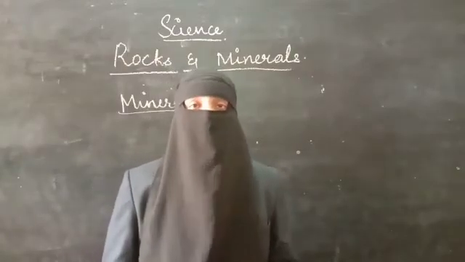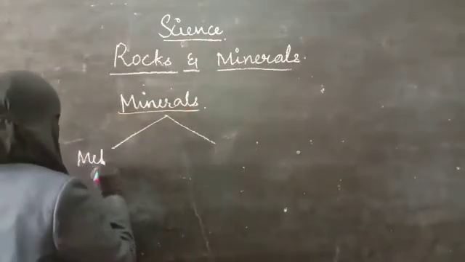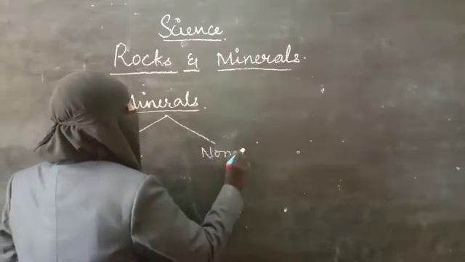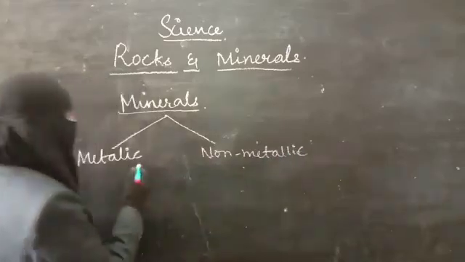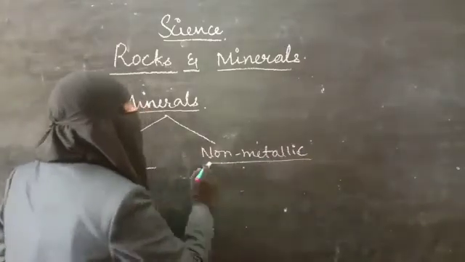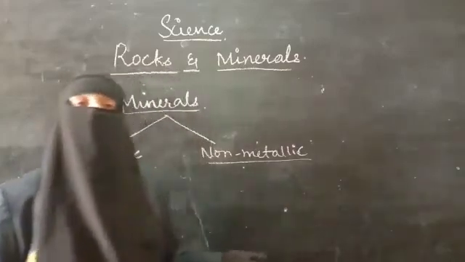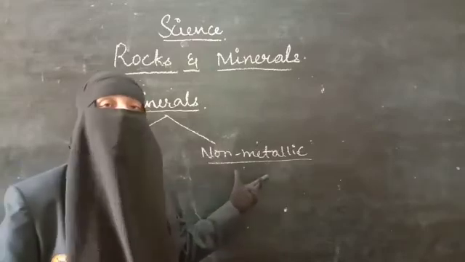The minerals which are present in the rock are of two types: metallic and non-metallic. Metallic minerals and non-metallic minerals. Some are metallic minerals and some are non-metallic minerals. But both the minerals have their uses. We use both metallic minerals as well as non-metallic minerals.